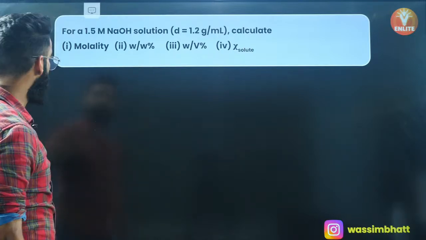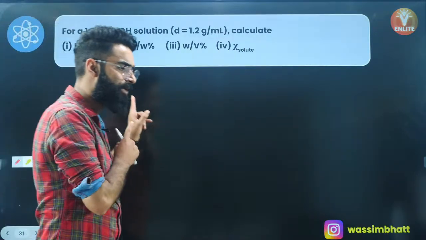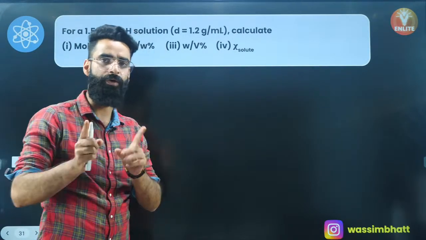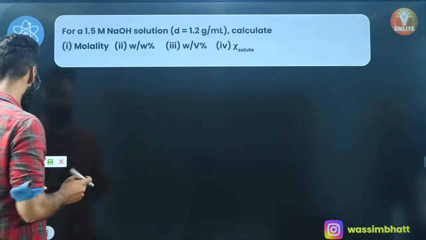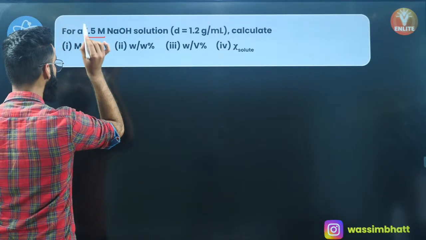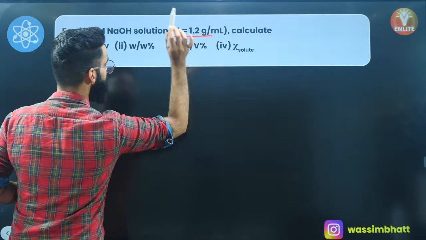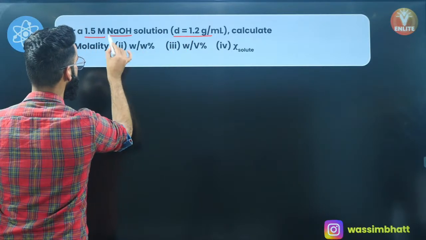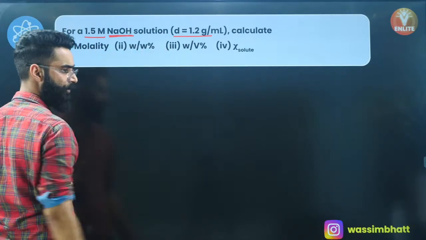Okay, this is one more question, my dear people. I'm just going to give you the hint of this particular question. Rest of the things you are going to do on your own. Molarity of the solution is given to us. Density of the solution is given to us. Molar mass of solute, you know, molar mass of NaOH, that's 40 grams per mole.